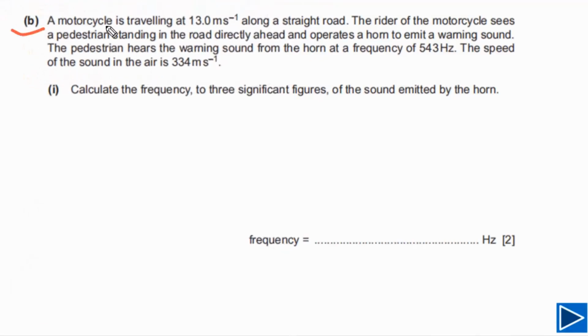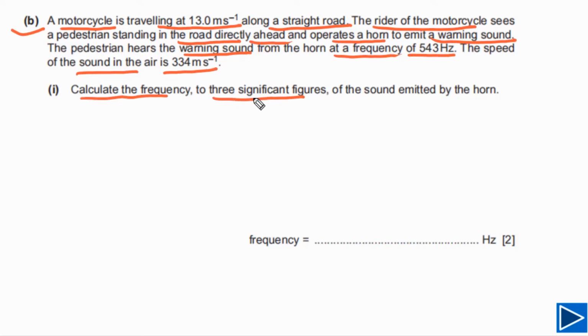For part B, it is given to us that a motorcycle is traveling at 13 meters per second along a straight road. The rider of the motorcycle sees a person standing in the road directly ahead and operates a horn to emit a warning sound. The person hears the warning sound at a frequency of 543 Hz. The speed of the sound in the air is given. We need to calculate the frequency, to 3 significant figures, of the sound emitted by the horn.